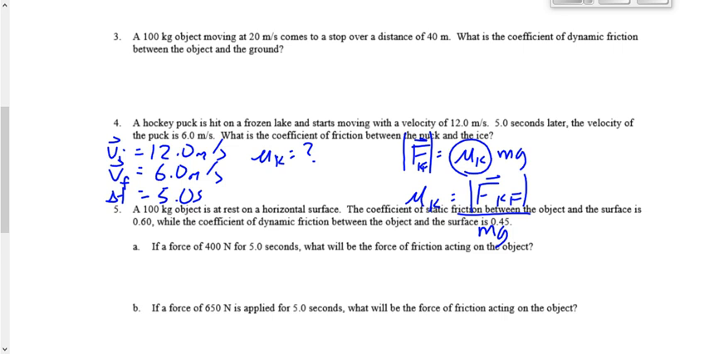Okay, we got a problem here. We got a big problem, it seems like at least. We want to solve for mu, so we don't know what that is. We also don't know what the force of friction is, and we also don't know what m is. I think that's a problem.